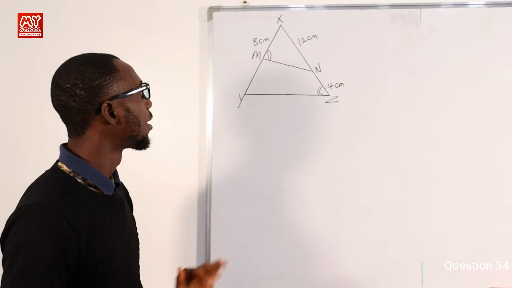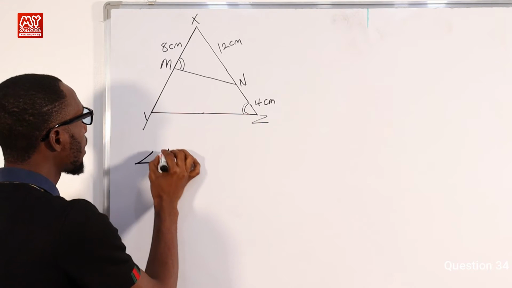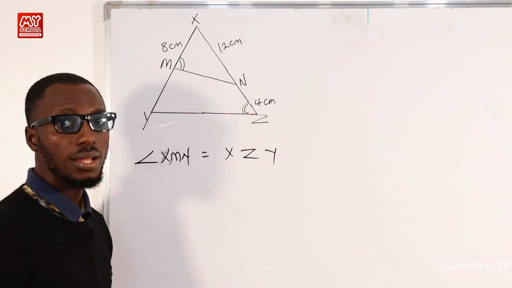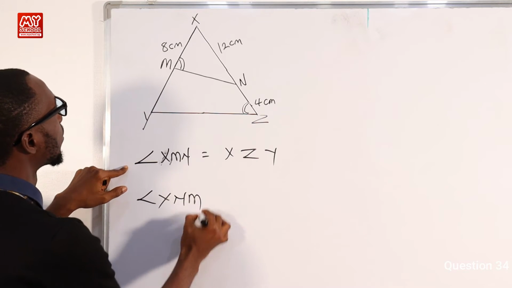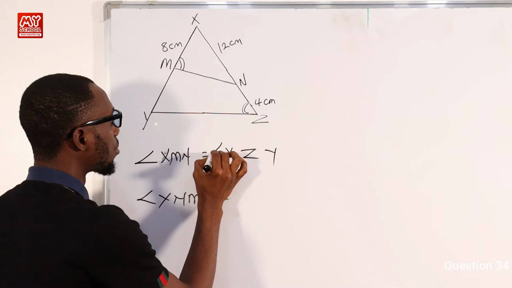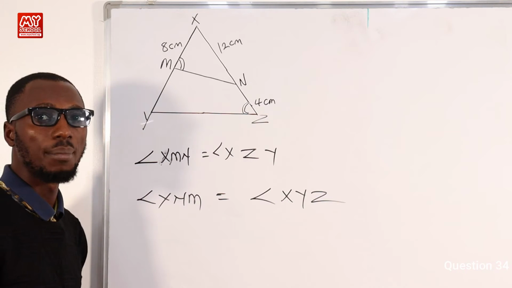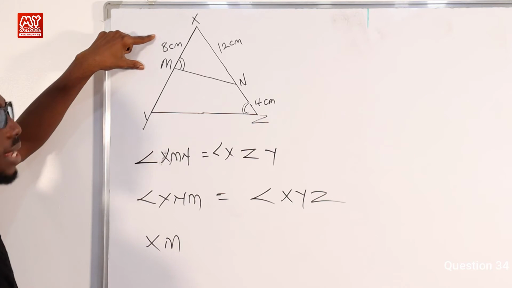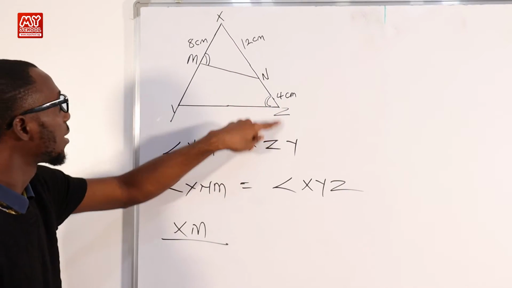Okay, so the question we have on the board as a figure, we've transferred it to our whiteboard so that we can solve it easily. So recall that we are told that angle XMN is equal to angle XZY. This still implies, if you observe the diagram very well, that angle XNM is still equal to angle XYZ. So recall that due to these angle relationships, you can still say that XM over XZ, where XZ is a combination of XN and NZ.